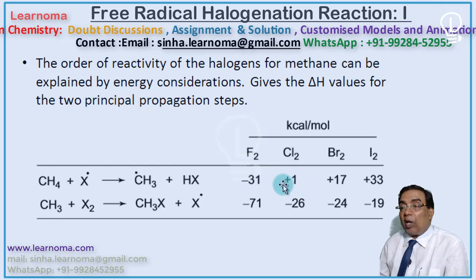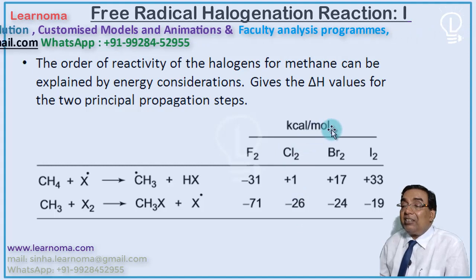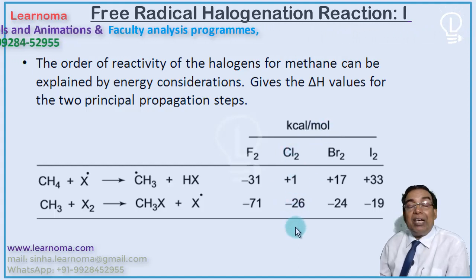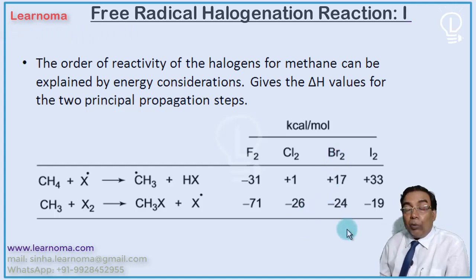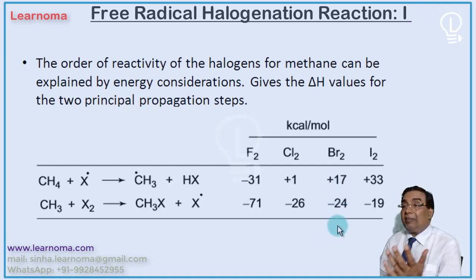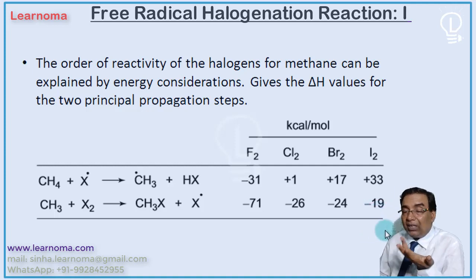Here one of the steps is endothermic, the second is exothermic, but overall 25 kilocalorie per mole of energy is released in the case of chlorination, and therefore it is much more reactive. Whereas in the case of bromine, 17 and 24, overall 7 kilocalorie per mole of energy is released, whereas in the case of iodine it is overall endothermic. See this, 33 kilocalorie is required and the output is 17 kilocalorie. Therefore, 14 kilocalorie of energy should be added further. That is important.